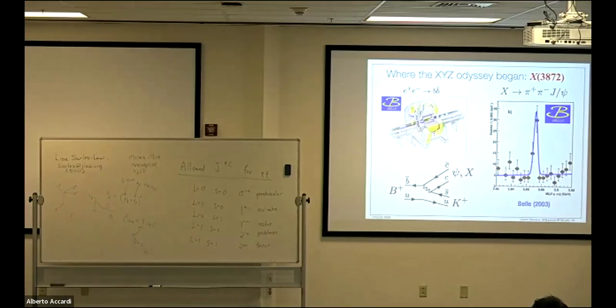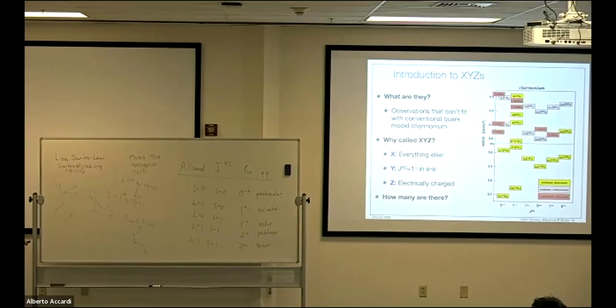GeV. It gets the name 3872 because that was the mass position value of the peak that was first observed. And we didn't know what it was, and it didn't fit into the picture because it lies up here somewhere, 3872, and it didn't match with the mass and width predicted by these models that described everything down here in the lower mass range.